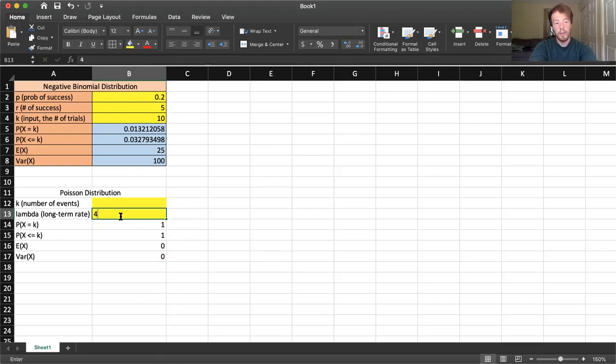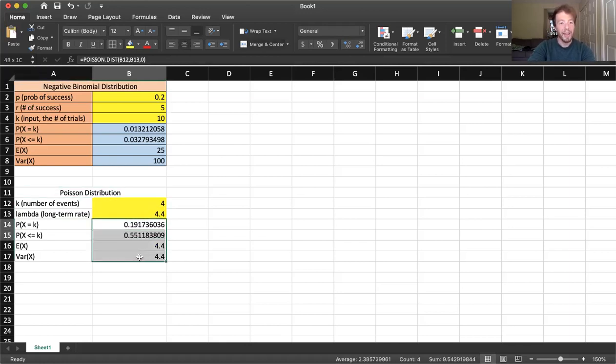So let's try to put in the numbers that we got in class. I think our long-term average was 4.4 in class, and we asked what was the probability of X equaling 4. And yeah, this matches, we calculated this, X equals K in class, and it looks like the probability that we calculated in Excel matches.